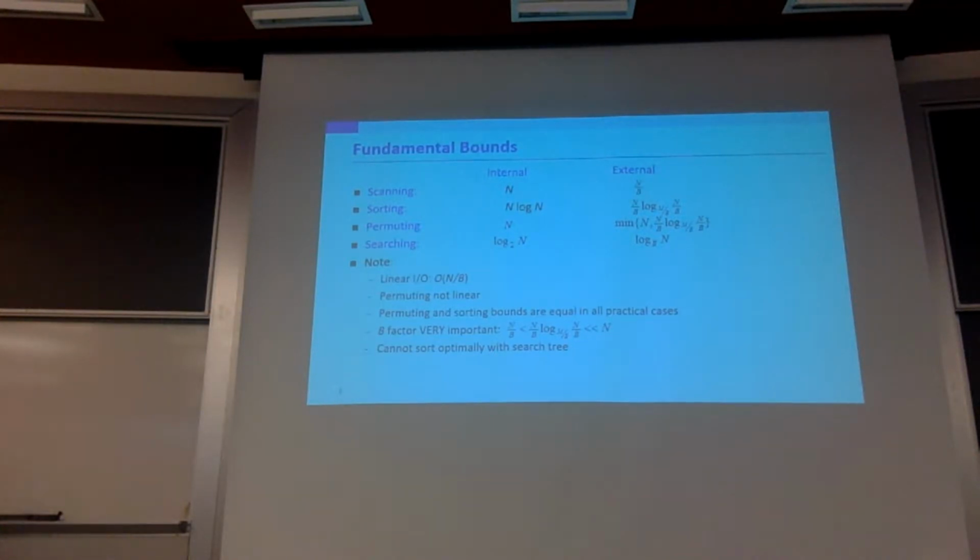n over B log of M over B, of n over B. For permuting, it's a little bit weird here. There are actually two ways to do permuting in external memory. One way is to do the same thing as you do in main memory. You scan through all the items, and for the ith item you generate a random number between i and n minus 1, then swap this element with that element. This is guaranteed to produce a random permutation after you complete this scan.